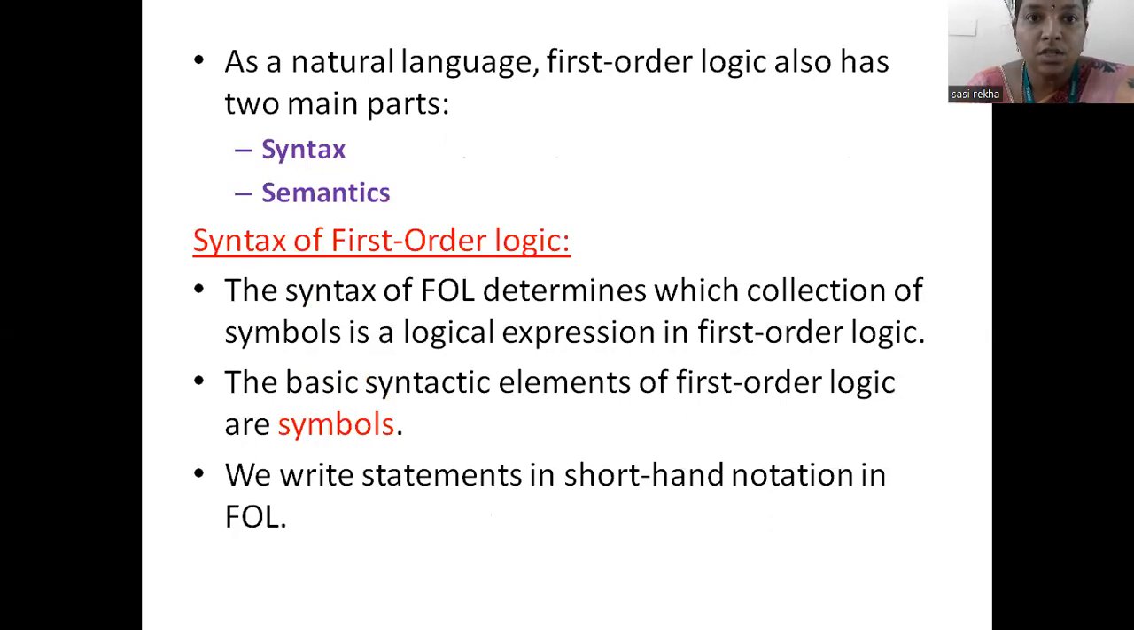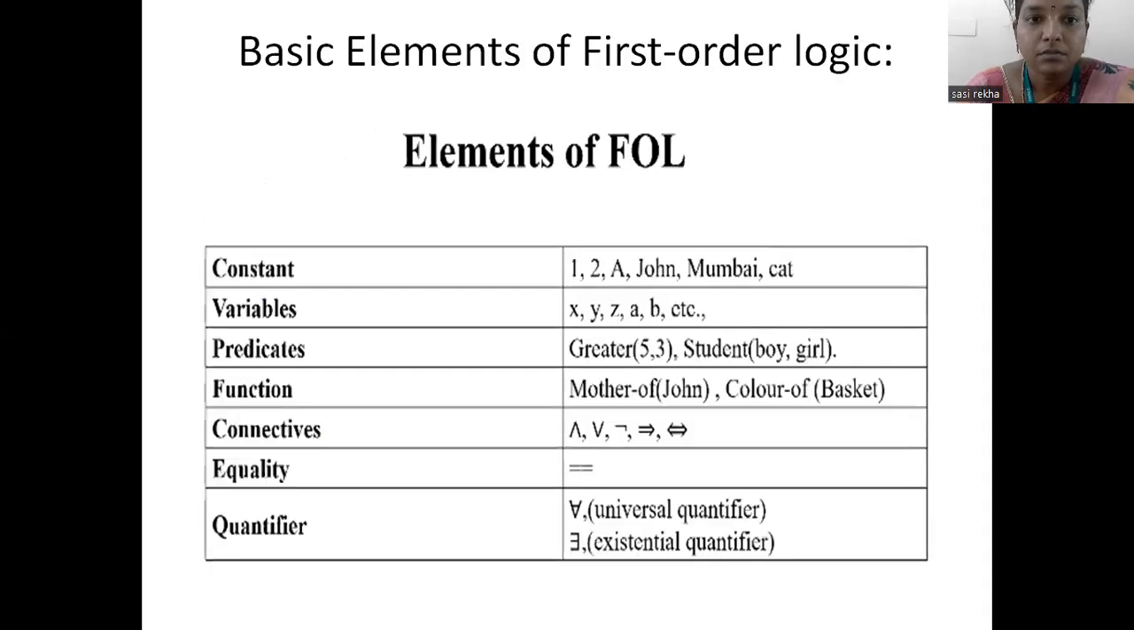Like a natural language, first order logic also has two main parts: one is syntax, another is semantics. Syntax of FOL represents a collection of symbols, which gives a logical representation or logical expression. Basically we use symbols for representing, and it is a shorthand representation. We can use some of the elements used in first order logic.